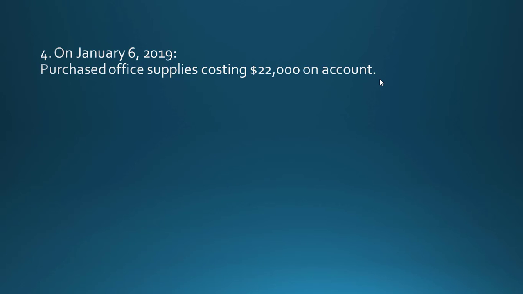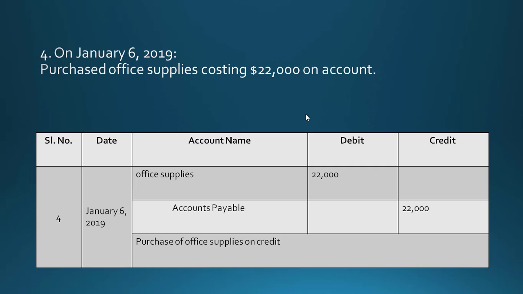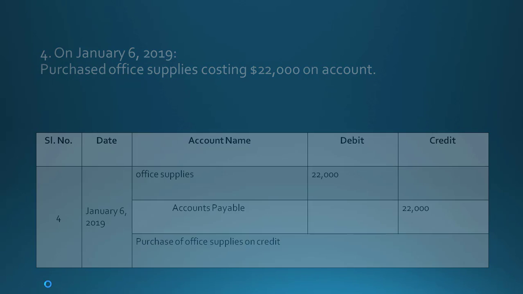So in that particular case, office supplies should be debited by $22,000 and the liability, that means $22,000, will be credited as accounts payable. So office supplies has been debited by $22,000 and you increase the liability as you bought on credit, so it will be credited by $22,000. So we put a comment that purchase of office supplies is on credit. So let's see the next transaction.